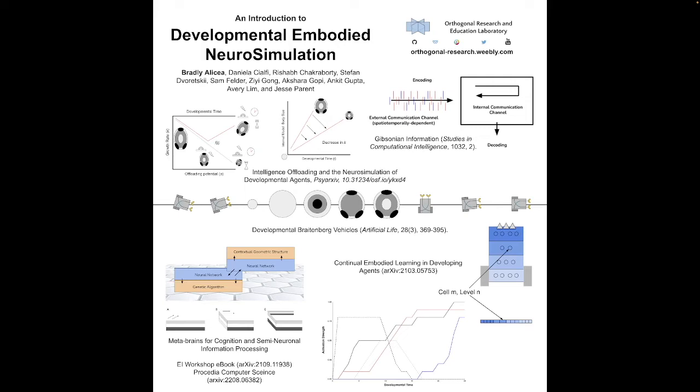So we might start with a neural network or a connectionist network and move our way up to some sort of highly symbolic processing. This is in the spirit of a lot of the hybrid models that people build, the hybrid neural network and symbolic processing models, the neurosymbolic processing models that people work on. So Metabrains for cognition and SemiNeuronal information processing.